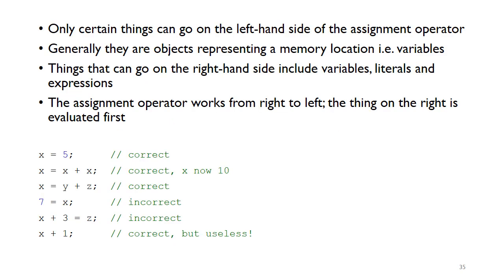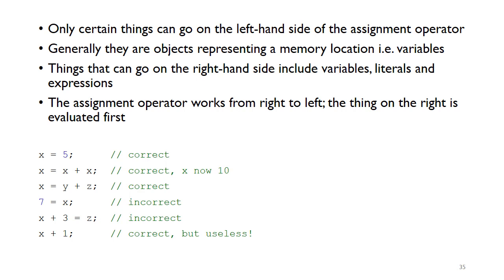When you're doing an assignment, there's only certain things that can go on the left hand side of an assignment operator, and generally these are objects that represent a memory location. So basically a variable, where we want to store the result of some operation. On the right hand side, we can have variables, literals, that's just literal numbers, and also expressions.